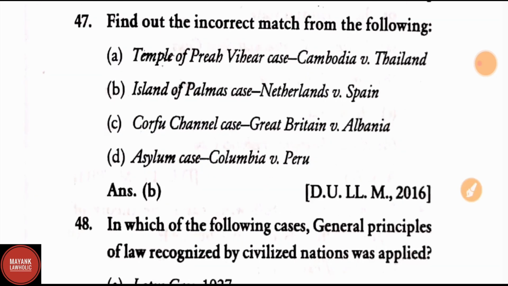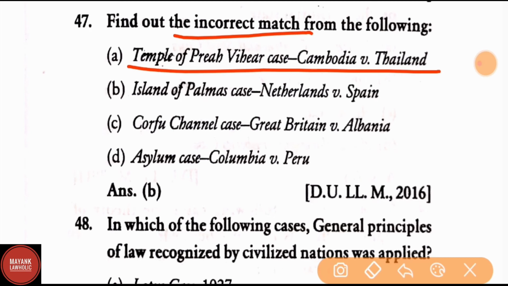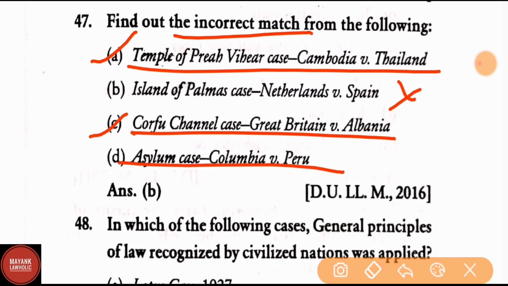Question number 47. Find out the incorrect match from the following. A. Temple of Preah Vihear case, Cambodia versus Thailand. Correct. B. Island of Palmas case, Netherlands versus Spain. No. C. Corfu Channel case, Great Britain versus Albania, correct. D. Asylum case, Colombia versus Peru, correct. So the incorrect match is Island of Palmas case.